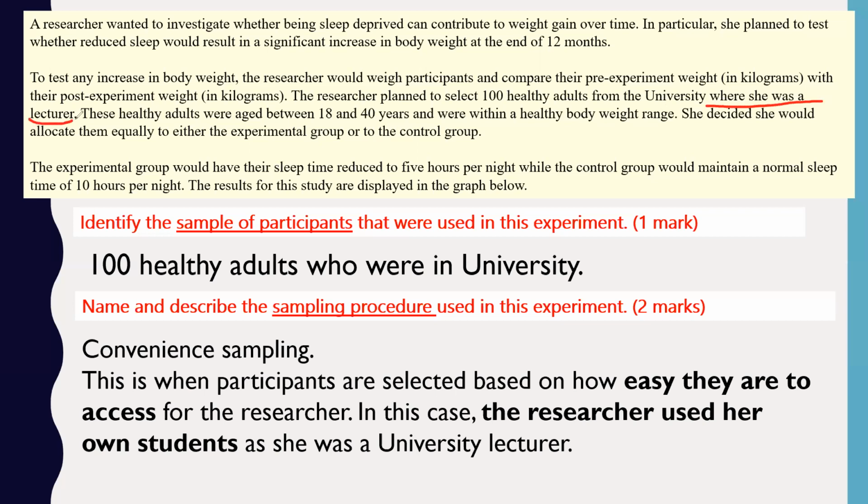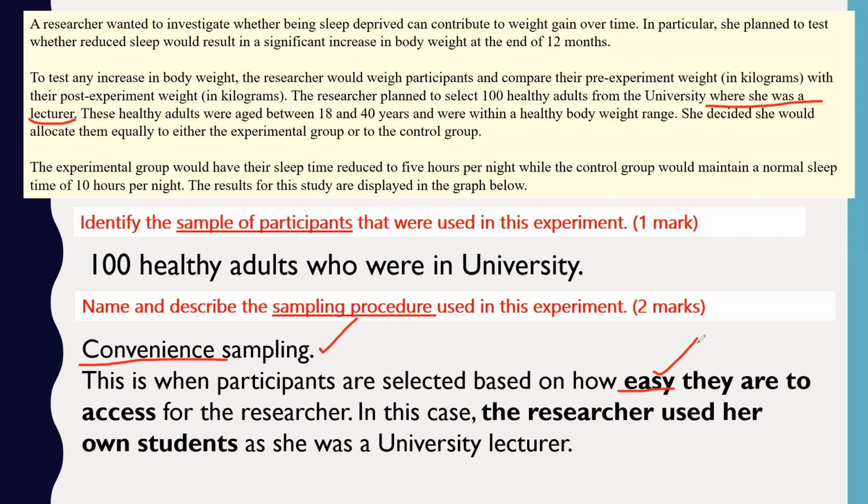It's just like if I was to do an experiment and I chose you guys to be my participants because I teach you guys, and it's easy for me to access you as participants rather than going outside of school and accessing a whole other group of people. So because it's easy for the lecturer to access her participants since they're her university students, we say that convenient sampling was used. And convenient sampling is obviously easy, but it comes with that drawback.